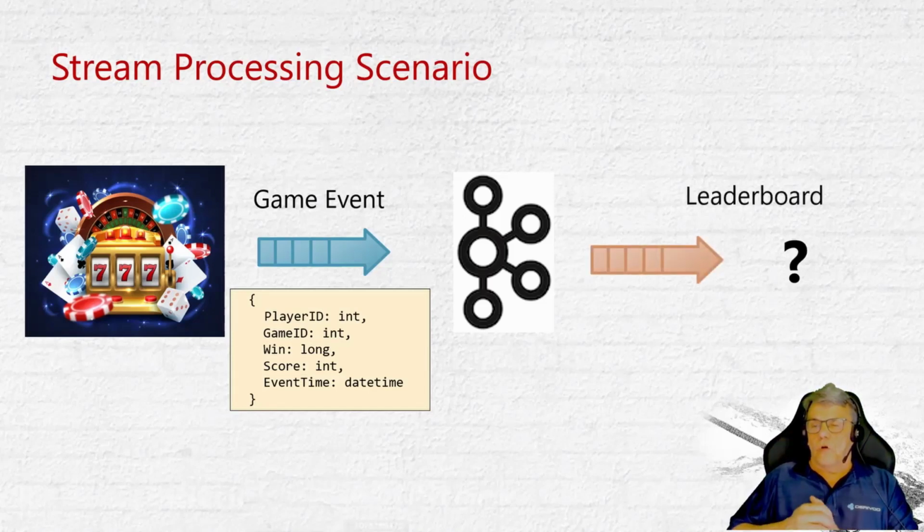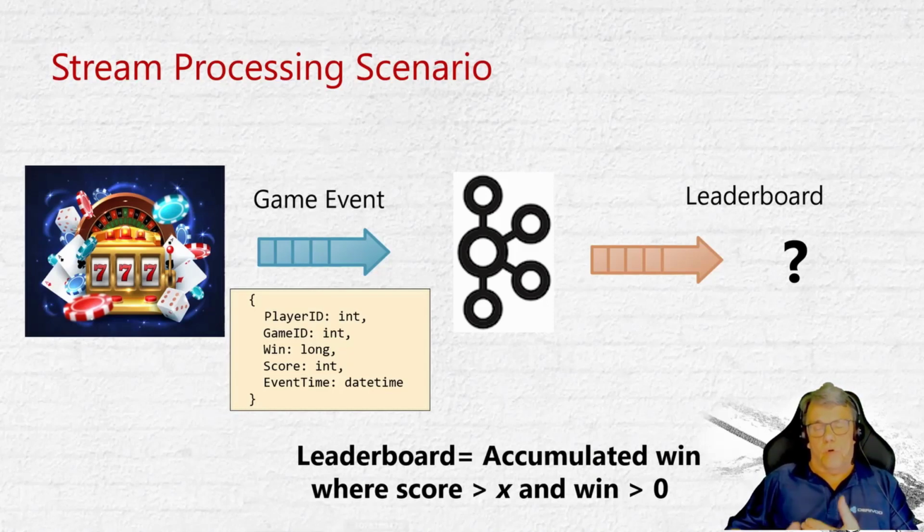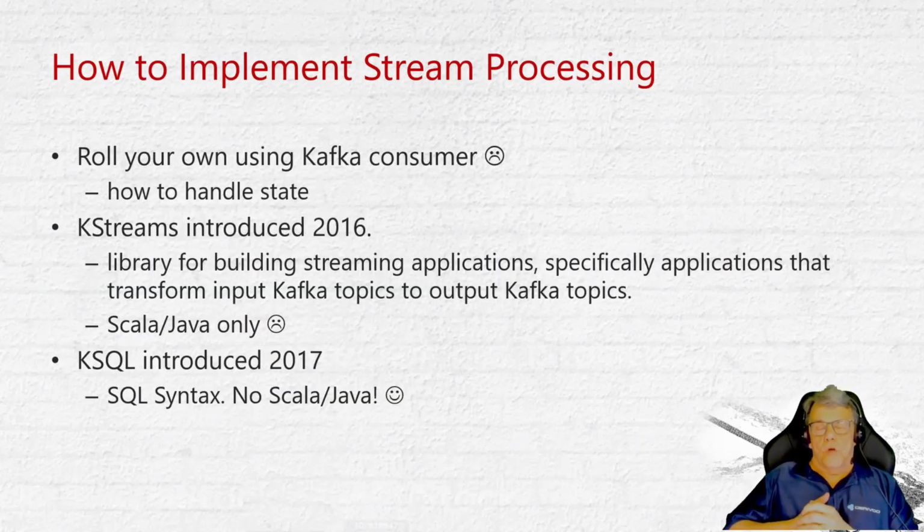And now we want to do a leaderboard based upon that. How do we do that? Or at least we want to create the basis for a leaderboard. The leaderboard is defined as accumulated win, where the score is greater than whatever, and win is greater than 0. Because it doesn't really make sense to accumulate wins if the win is 0. Right. Cool. If you were now told to do that, how would you do it?